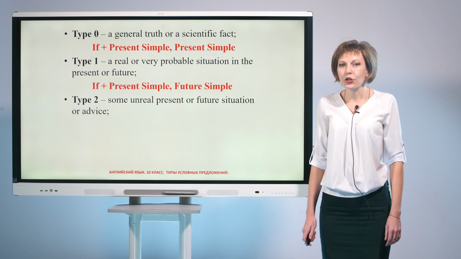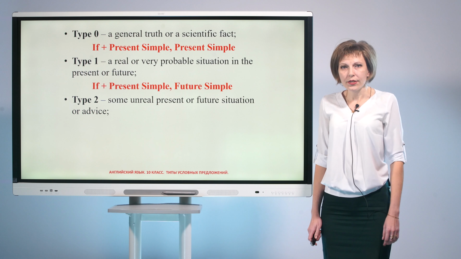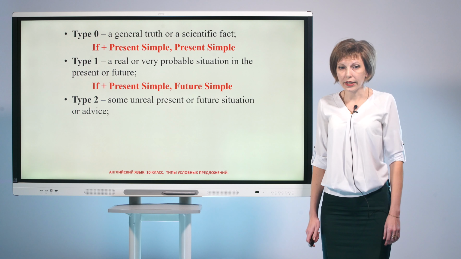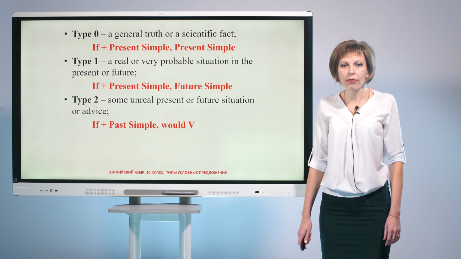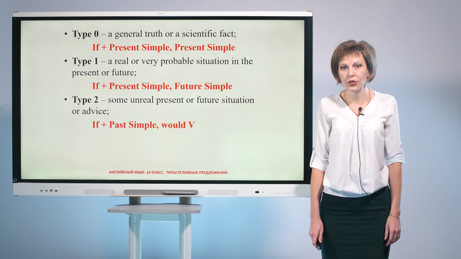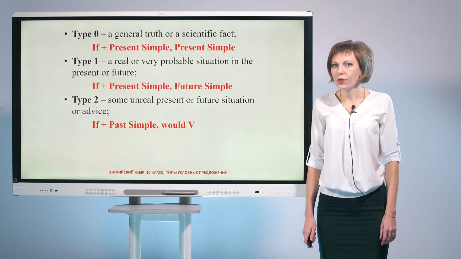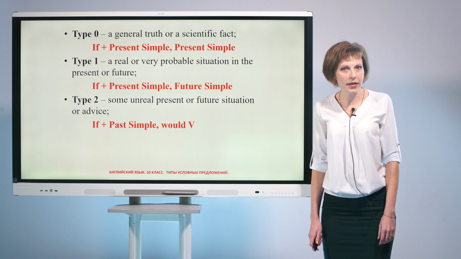Type 2 shows some unreal present or future situation or gives advice, and we use the past simple tense in the if clause and the auxiliary verb would with the infinitive of the verb in the main one.